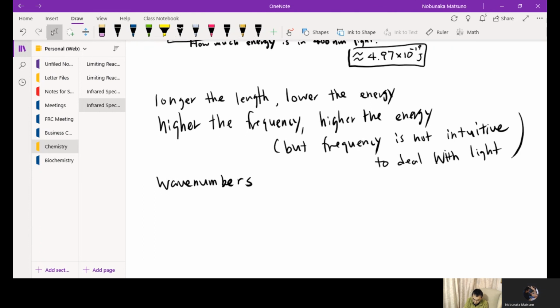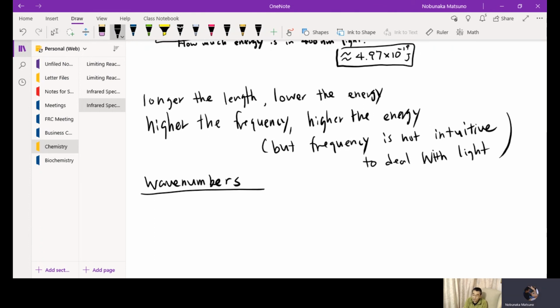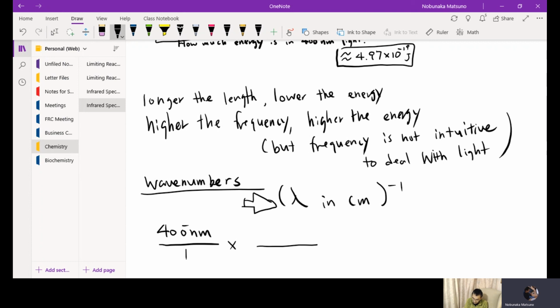So wave numbers. What are wave numbers? Wave number is the wavelength in centimeters, to the minus first power, is how it's handled. So let's say 400 nanometer light, and then you convert this into centimeters. Let's make that 3 digits. So you have 1 times 10 to the 9th nanometer is equal to 1 meter, and 1 meter is equal to 100 centimeters.